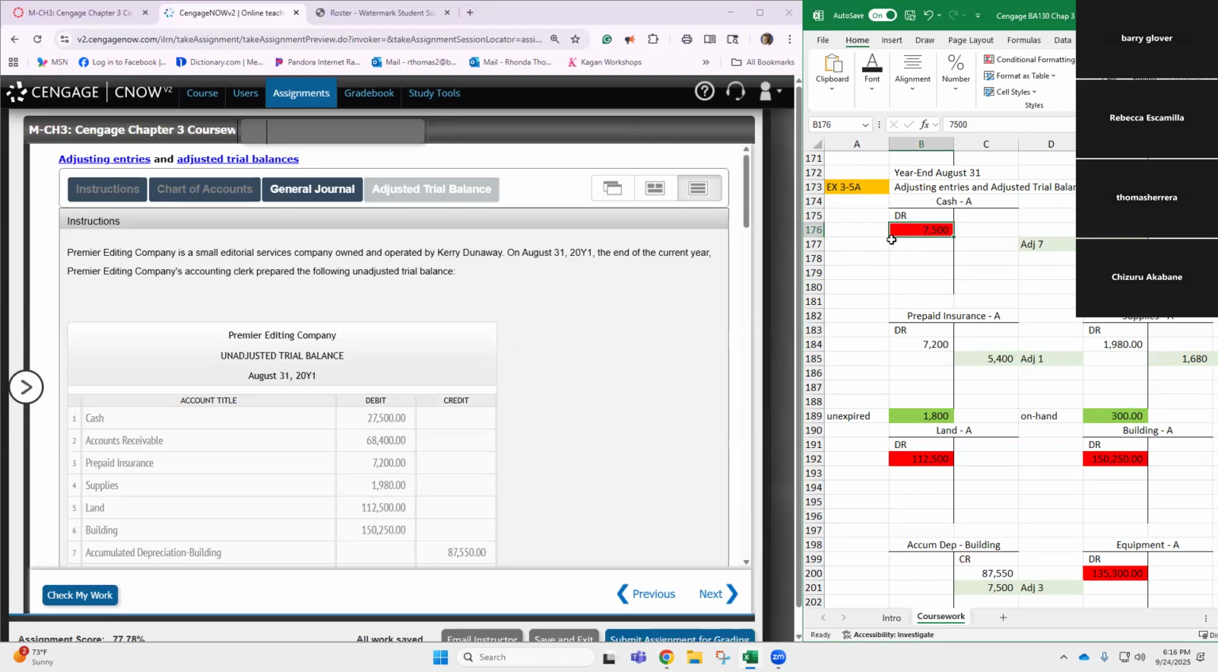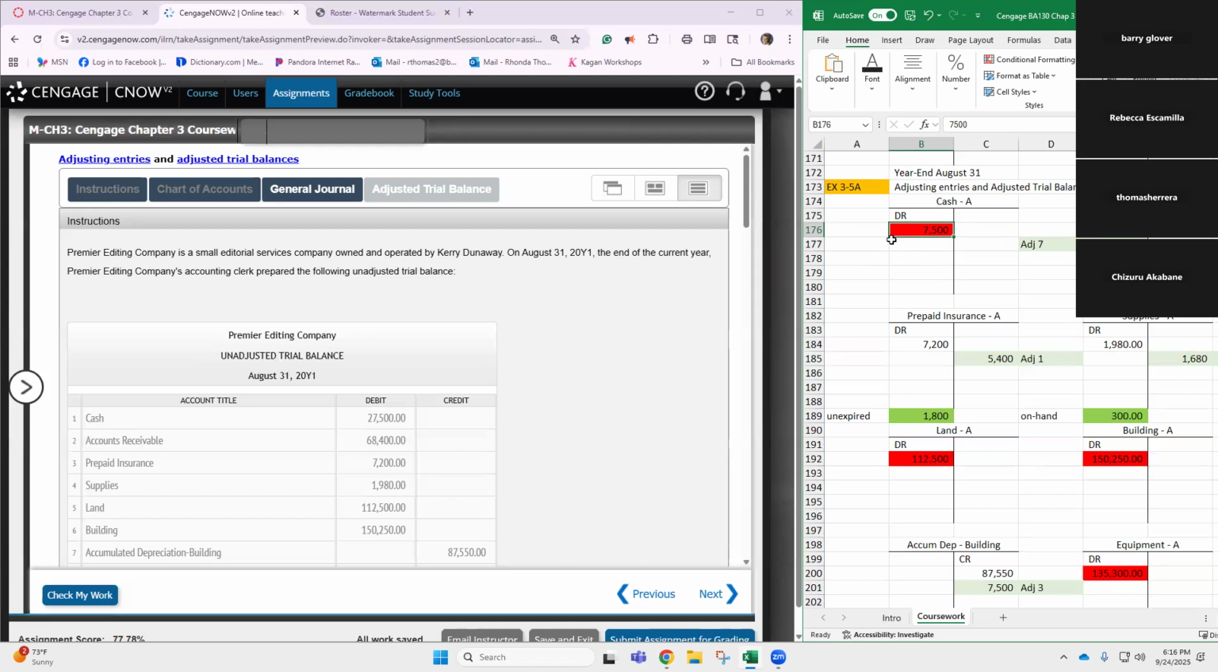Here's accounts receivable. I put an A next to an asset. If you see CA, that's a contra asset. If you see an L, that's a liability. If you see an E, that's an equity. If you see an R, that's a revenue. Now, I didn't put an E next to expense. I just put expense there.